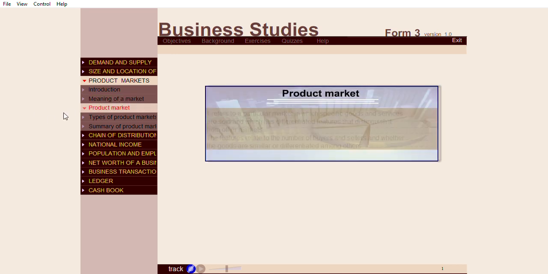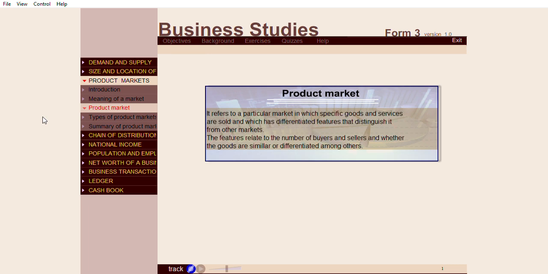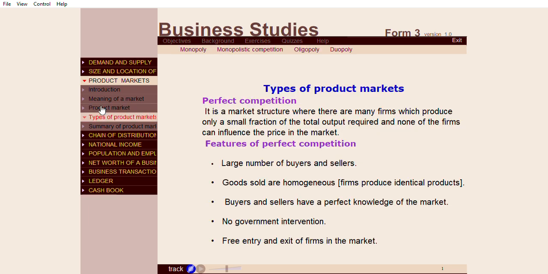exchange. Product market. It refers to a particular market in which specific goods and services are sold and which have differentiated features that distinguish it from other markets. The types of product markets.